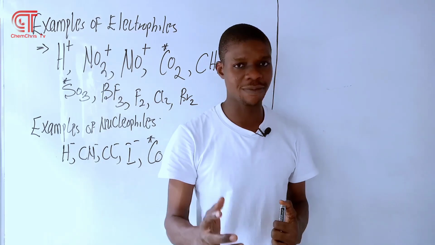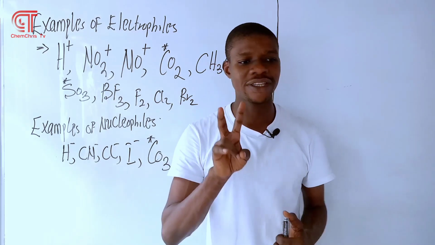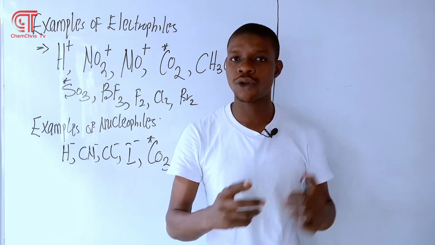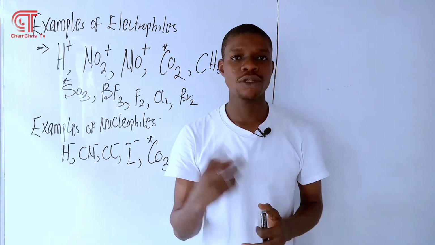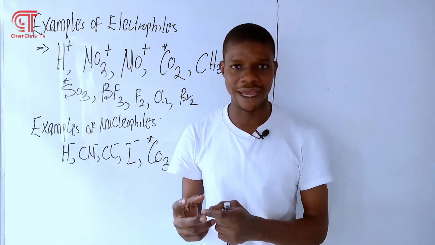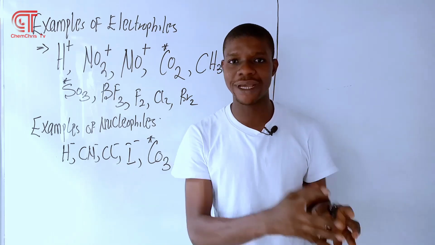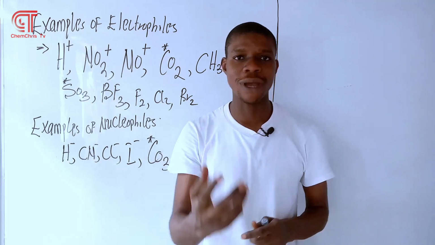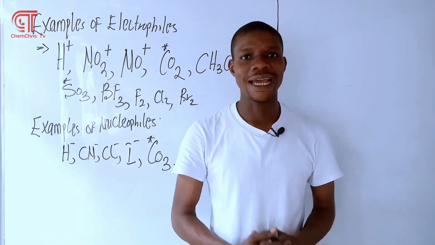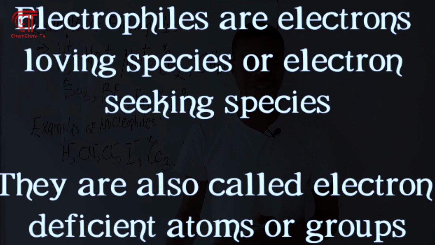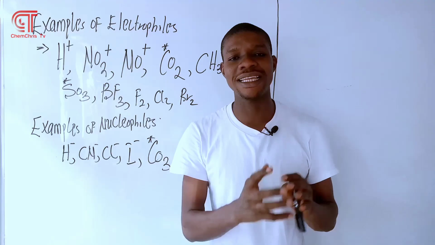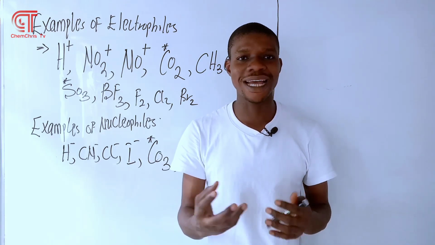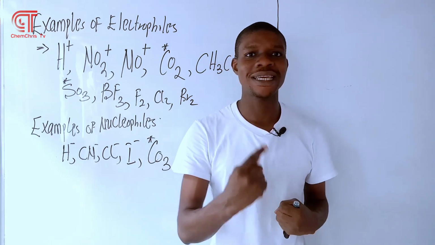Before an addition reaction takes place, there must be two things in the reaction. One, you must have what we call the electrophile. Two, you must have what is called the nucleophile. If these two things are not present in one reaction, there's no way that addition reaction will take place. So you ask yourself, what is an electrophile? Electrophiles are electron-loving species, or electron-seeking species, because they are electron deficient. So in any reaction, those species that need electrons are called electrophiles.